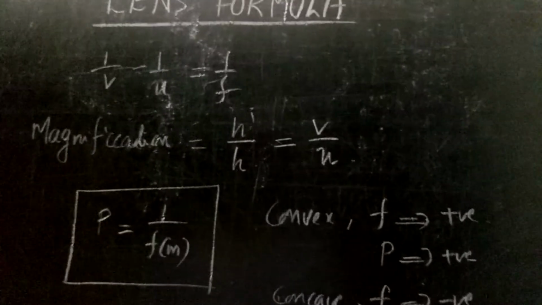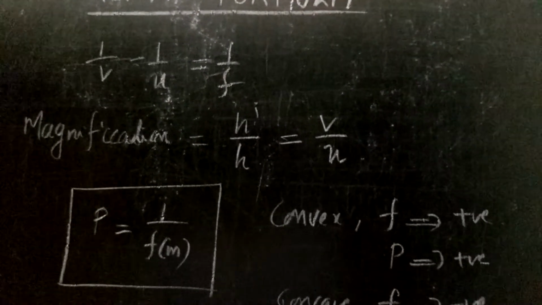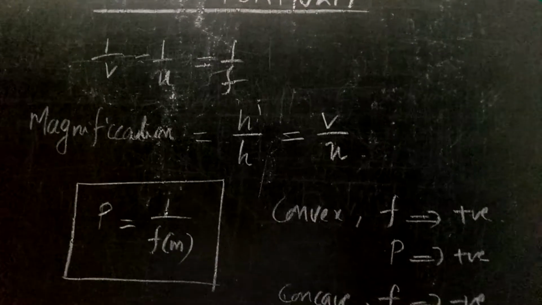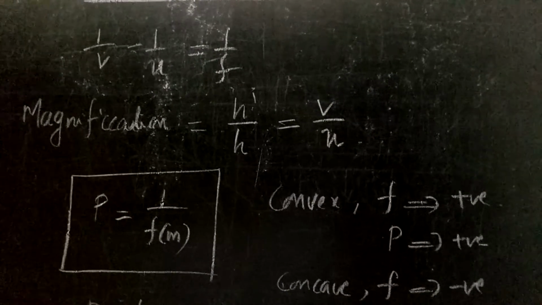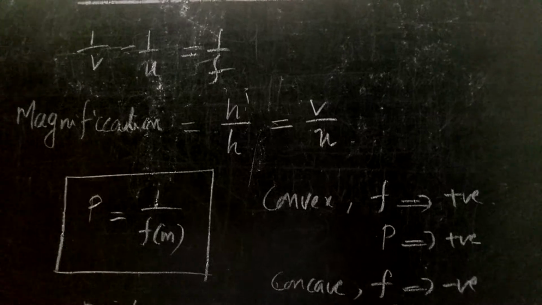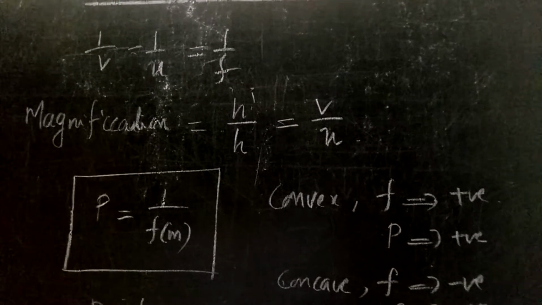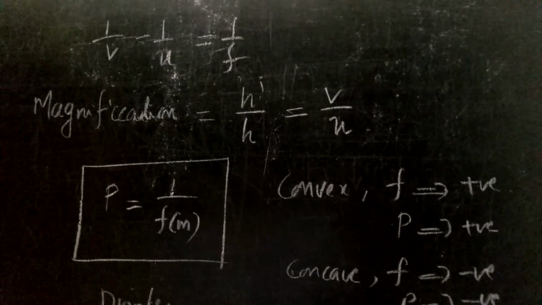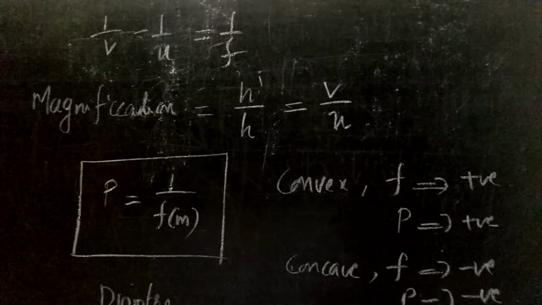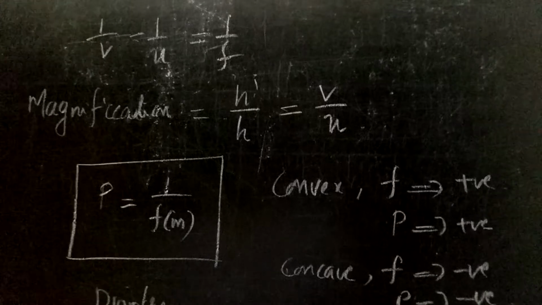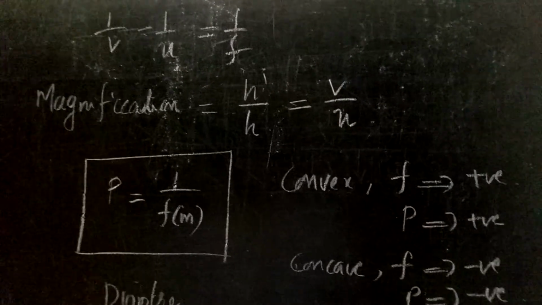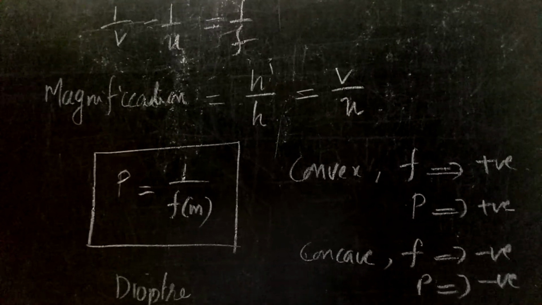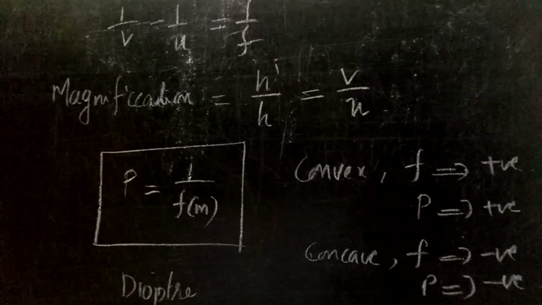So the lens formula is 1 by V minus 1 by U is equal to 1 by F, where V is the image distance, U is the object distance, and F is the focal length. Then magnification. Magnification shows the relative extent to which the size of the image is magnified with respect to the size of the object. It is the ratio of height of the image to height of the object, and it is also related to object distance and image distance as V by U.